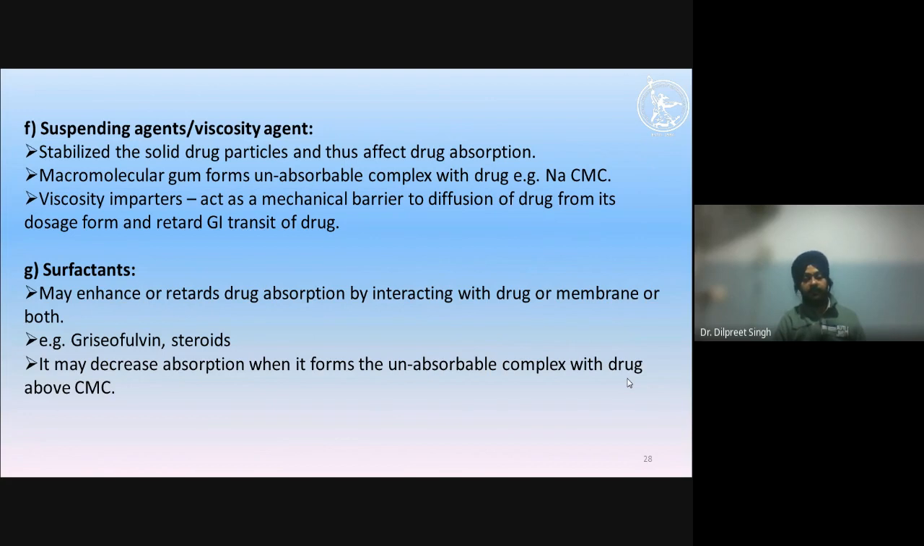Surfactants. Surfactants enhance or retard drug absorption depending upon the behavior of the surfactant, upon the head-to-tail conversion, or upon the HLB of the surfactant. The hydrophilic surfactant improves bioavailability, while the hydrophobic surfactant retards it. For example, griseofulvin and steroids. The griseofulvin steroid containing a non-ionic type of surfactant increases the absorption when it forms unabsorbable complexes with the drug above its critical micelle concentration.